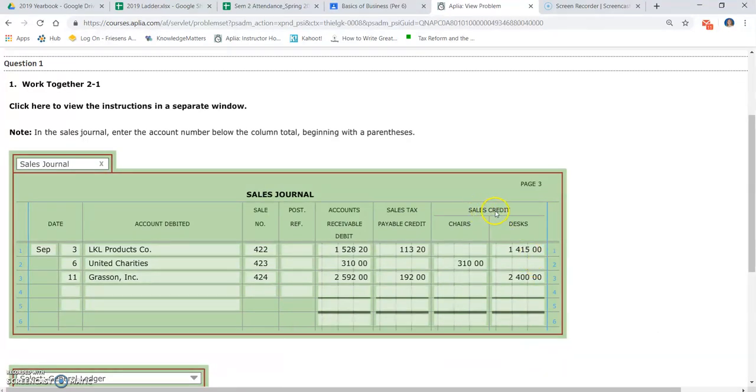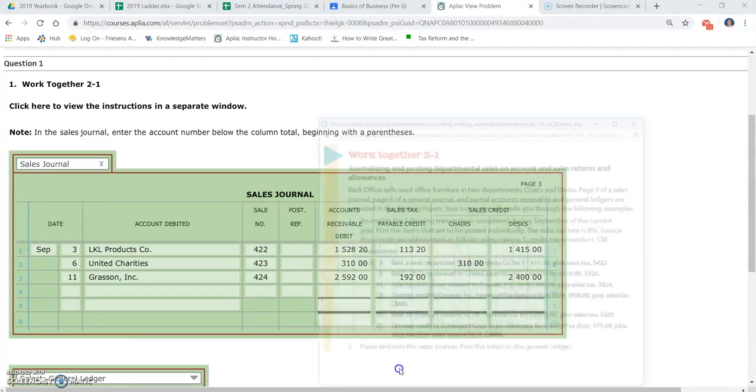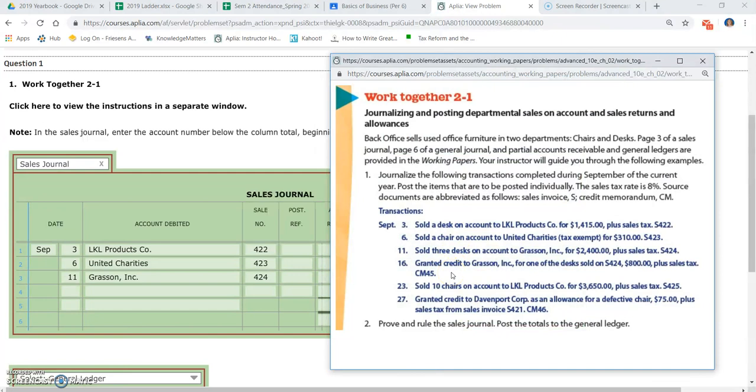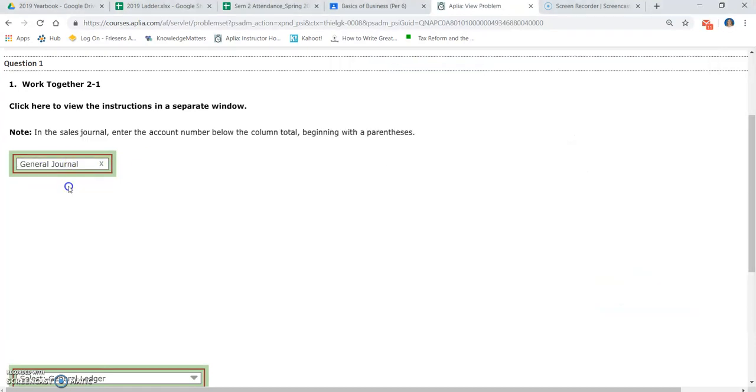So pretty standard, very typical like we've done before. The only difference, of course, is that our sales is broken down departmentally by chairs and desks. So let's look at our next one. On the 16th, it says we granted credit to Grasson Inc. for one of the desks sold in sales invoice 424 for $800 plus sales tax. So what's happening here is maybe they decided they didn't want one of the 3 desks they just purchased, so they're going to return one of them to us. This is going to appear in our general journal.